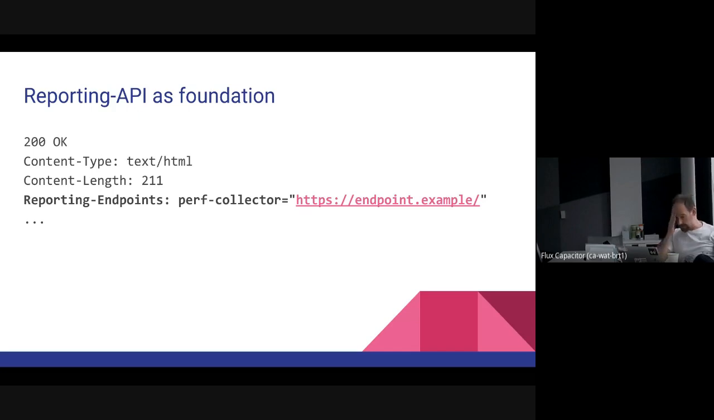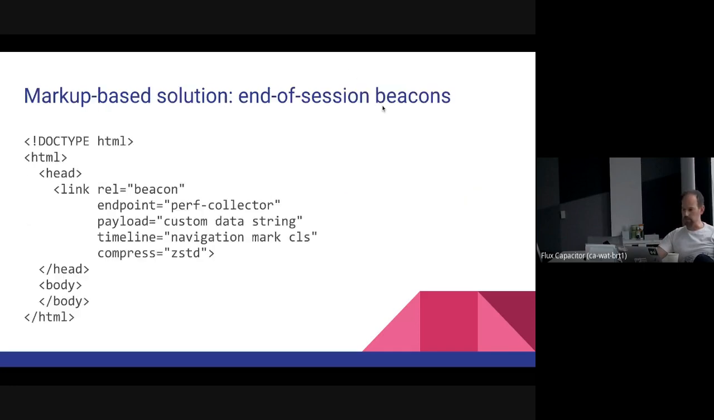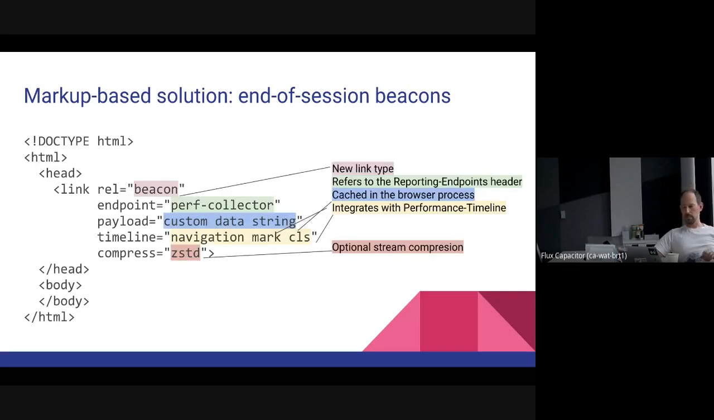And then we've got a couple of different ways of registering these beacons. So the first one that's been tossed around is entirely markup-based. We basically mint a new link tag. In this case, we've just called it rel equals beacon. You tell it what endpoint things are going to be sent to. We give it a custom payload, which is the actual data that's going to be cached in the browser. I've added an integration to this with the performance timeline to say, also please send me any entries of these types that are queued up.